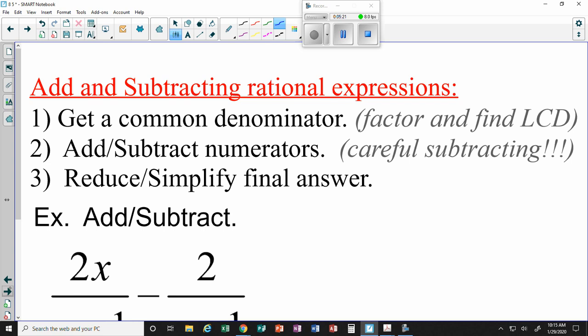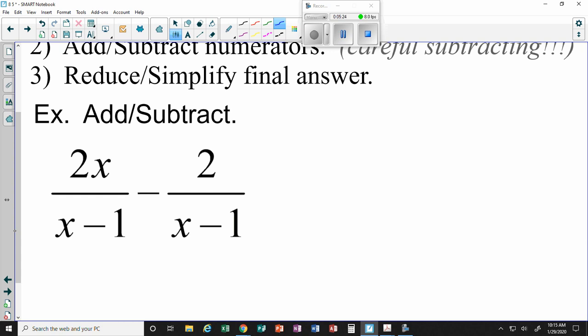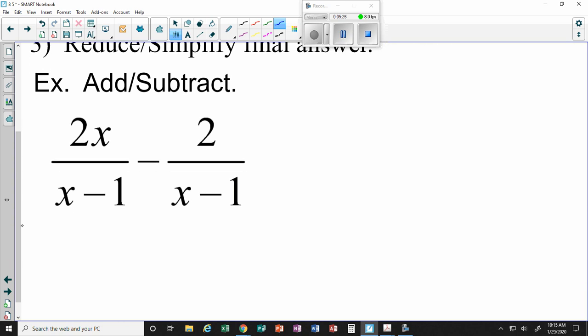Alright, so for the first example here. Why is this one nice? It already has a common denominator, right? So I don't have to get another common denominator. Since the denominator is already the same, I can just go ahead and do my subtraction. You just subtract the numerators and leave the denominator the same. So this is going to end up being what? 2x minus 2 over x minus 1. The denominator stays the same, and then you just subtract the numerator.